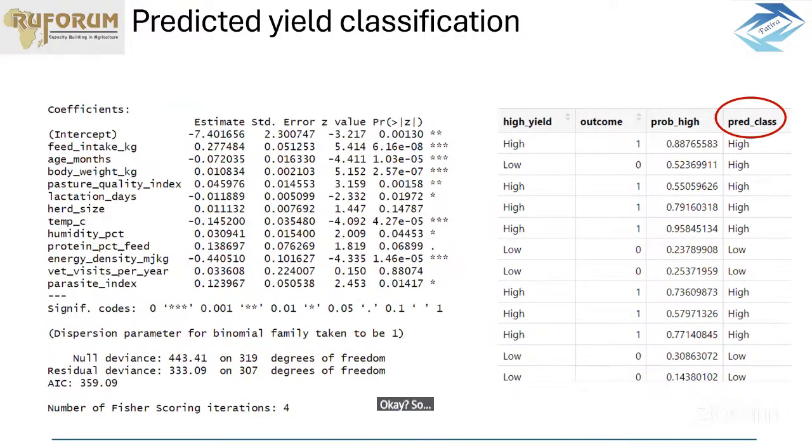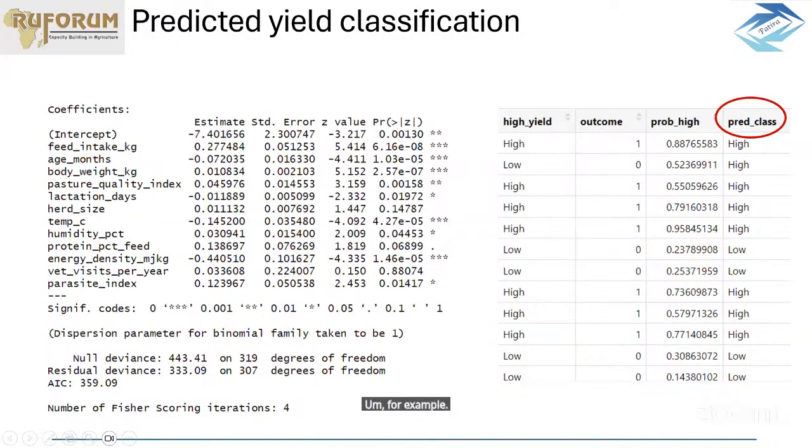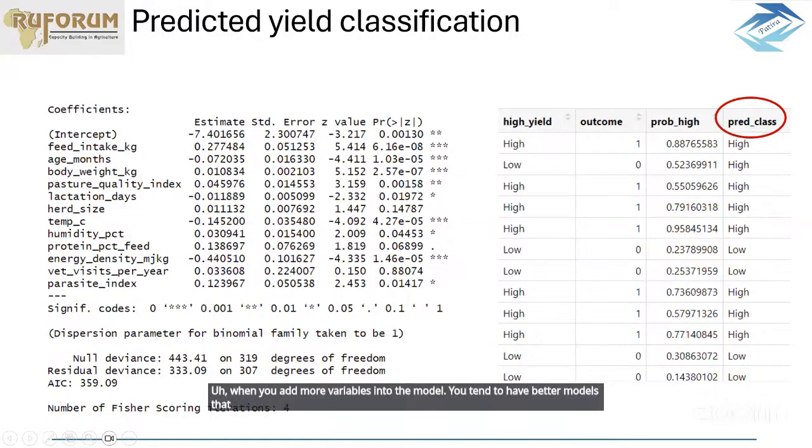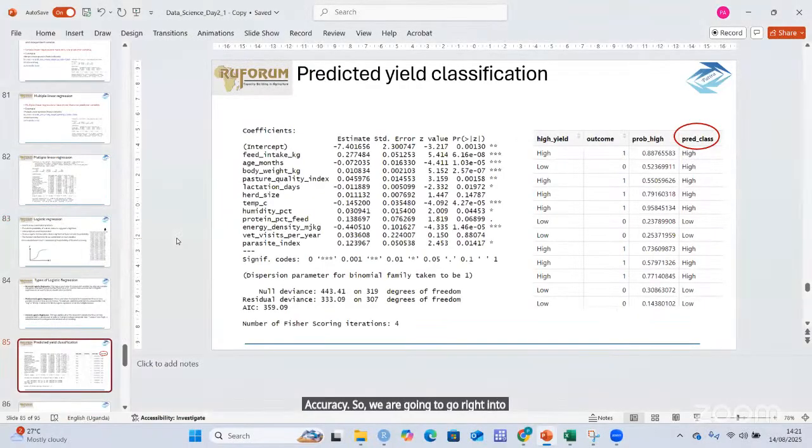The logistic regression model can also take many variables to try and explain the classes that you have so that you can have better prediction. You can also have only one variable, for example, the feed intake. You could use only the feed intake to predict whether the yield will be, for example, high or low. But as we see, when you add more variables into the model, you tend to have better models that predict with better accuracy. So we are going to go right into R so that we can run our logistic regression model.